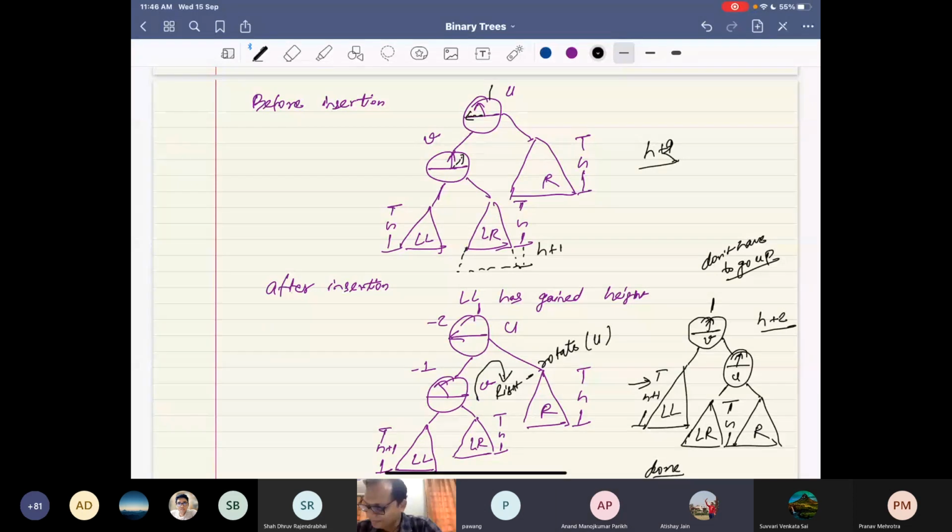Exchange R with LR. Can you do that? No, LL cannot become the left child of U. What can become the left child of U? LL. So you're doing a right rotation again.